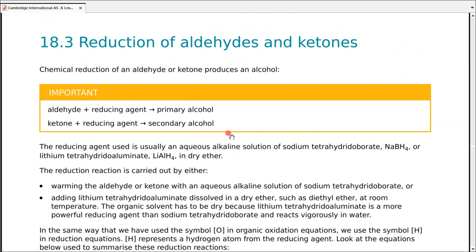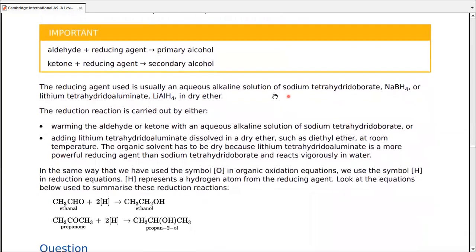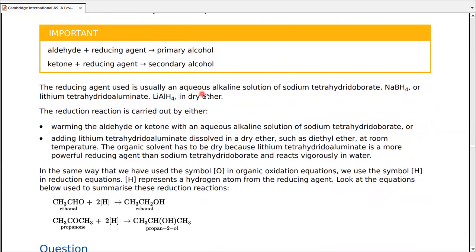Okay, so in this case, aldehydes can have reducing agents. They would be converted into primary alcohols. Ketones reacting with reducing agents would be converted into secondary alcohols. I've already given you an idea about this one. This shouldn't be difficult. The reducing agent we normally use is an aqueous alkaline solution of sodium tetrahydroborate, NaBH4, or LiAlH4 in dry ether.